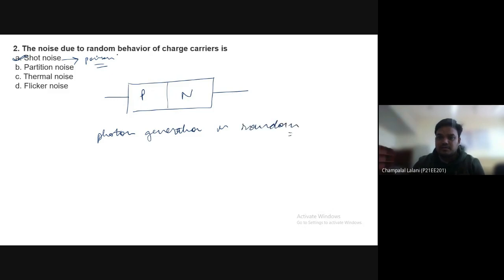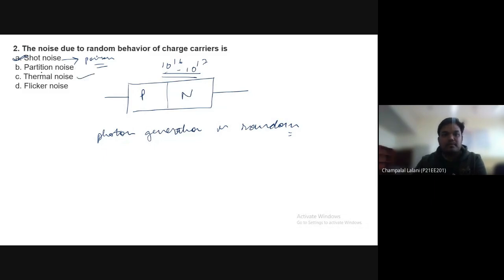The number of photons generated, or the number of electron hole pairs generated, does not remain fixed. There may be like 10 to the power 16, or something between 10 to the power 16 and 10 to the power 20. The number is not uniform or constant, so it keeps on changing. This changing number generates shot noise. Similarly, due to temperature, there is thermal noise.